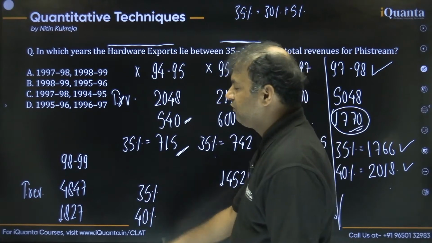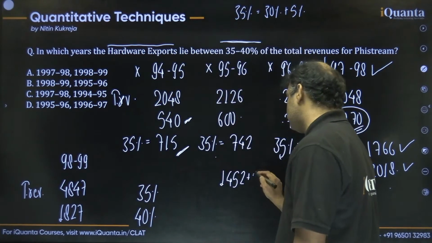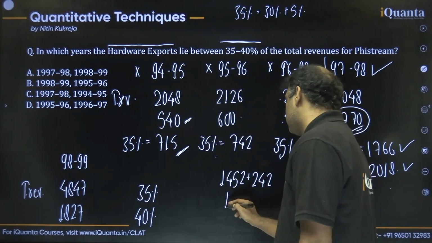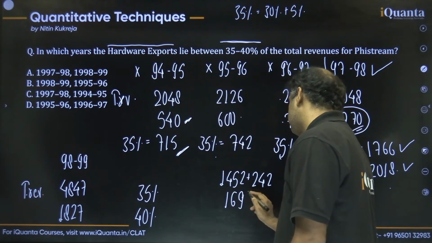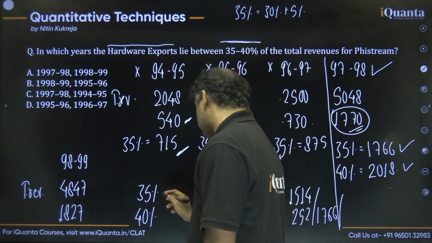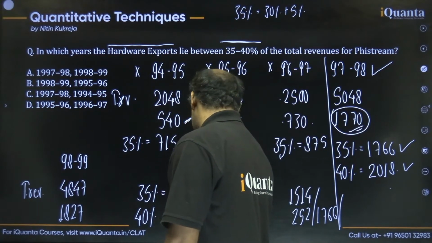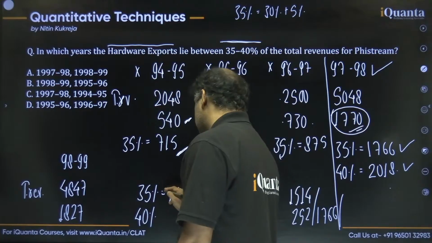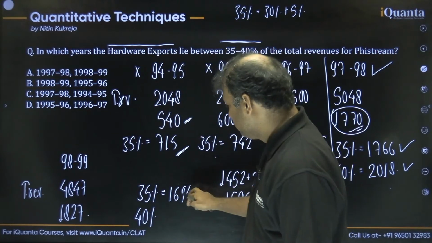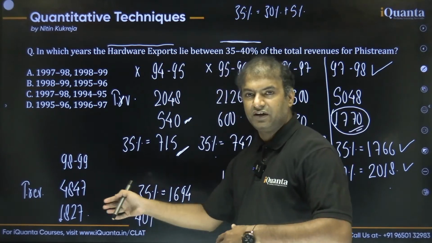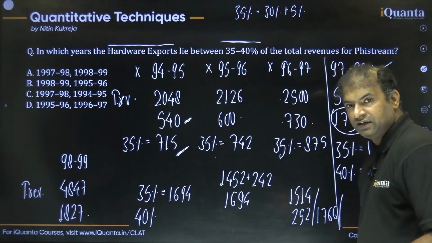5% you will say half of 10%, which means 242, right? And that gives how much? 1694, right? Or 95 approximately would work. So we can say 35% is 1694, all right? And you see this sales is definitely more than 1694. That means definitely more than 35%. One thing at least, satisfying.